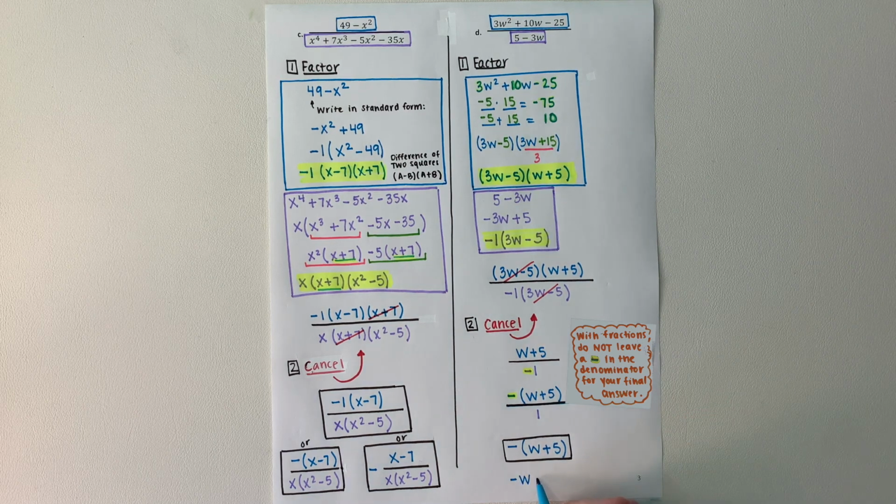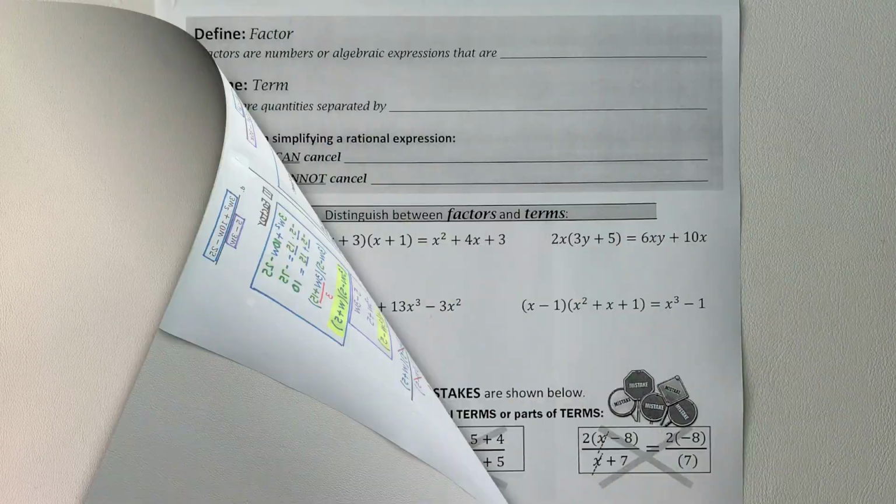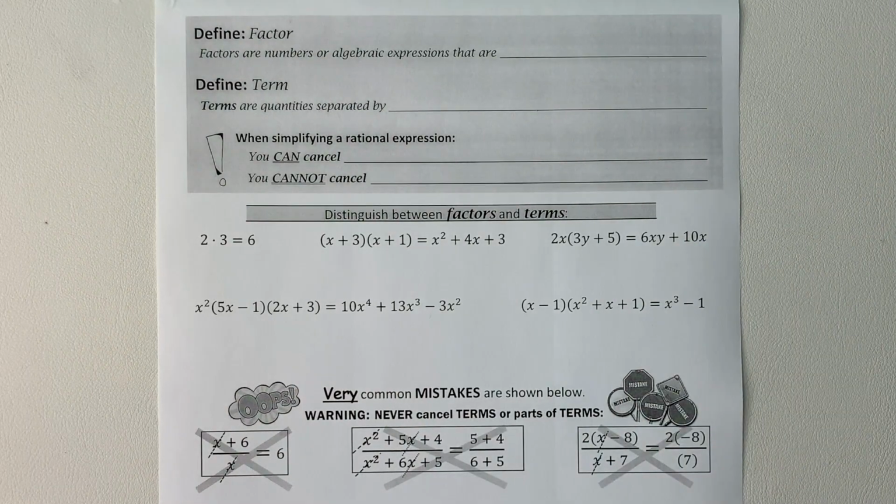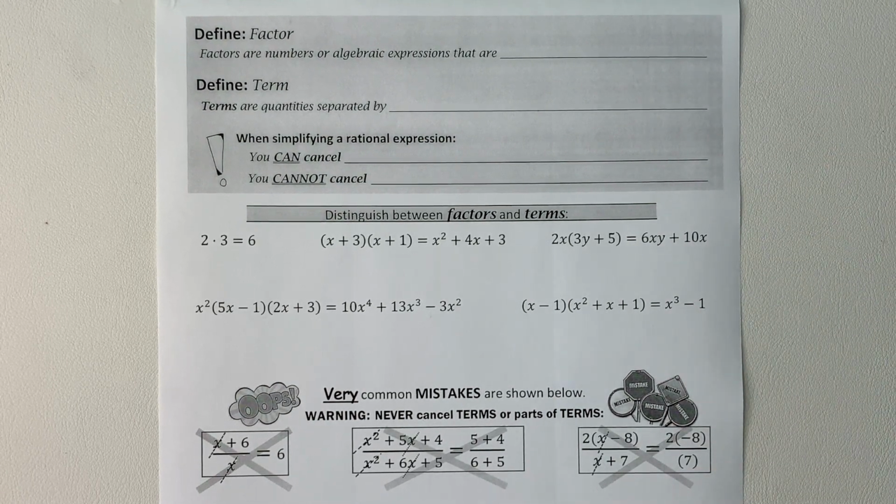with negative w minus 5. Distributing this negative to get this answer here is an extra step and it is not required. But if you do distribute the negative, your answer will still be correct. I created this page here after I saw students making the same mistake over and over again. So hopefully after we discuss this page, you'll be able to avoid making that mistake.